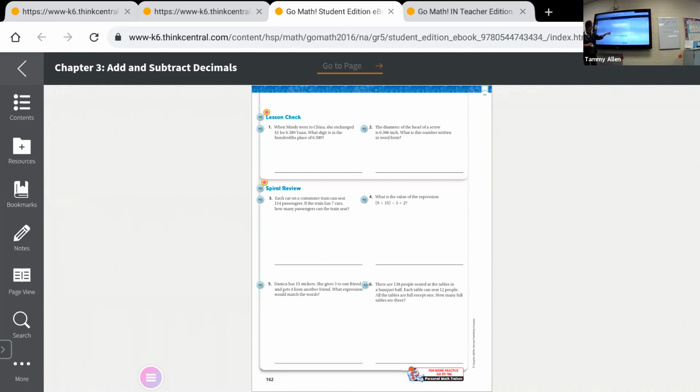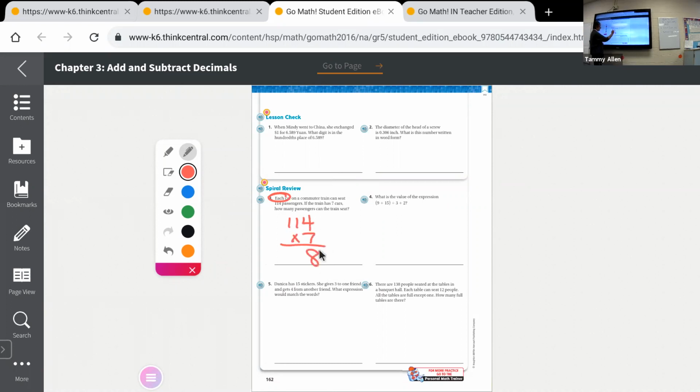How many passengers can the train seat? If the train has 7 cars, and if each car can seat 114 passengers, each should have been circled as your keyword. So 7 times 114. Did you get 798 passengers? Yes.